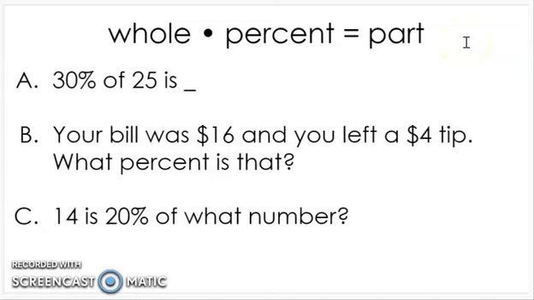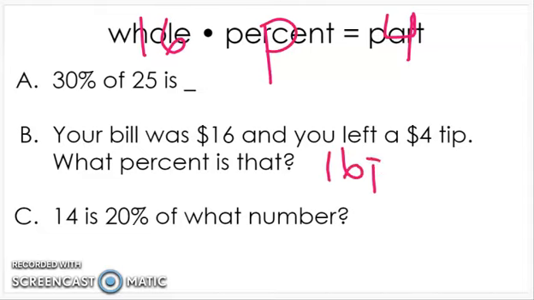So this one's a little bit trickier. Your bill was $16, so that is the whole entire amount. And you left a $4 tip. That's part of it. What percent is that? So what percent of the $16 is that tip? Well, let's just use the letter P for now for percent. So 16 times some number equals 4.